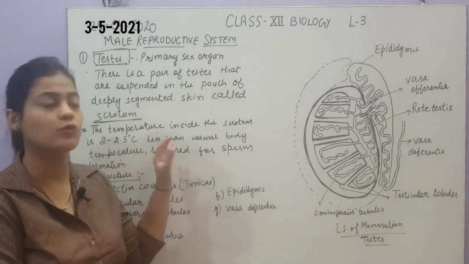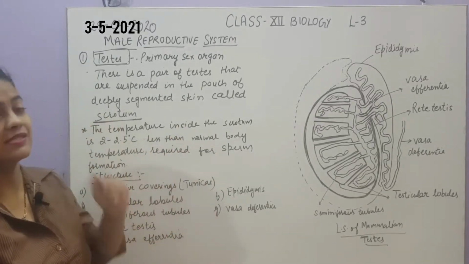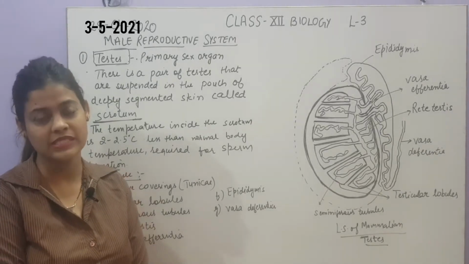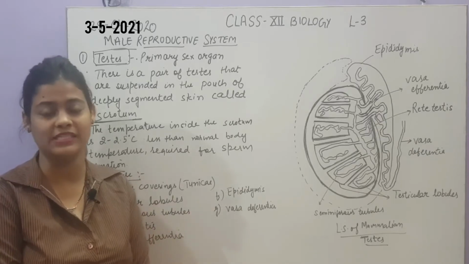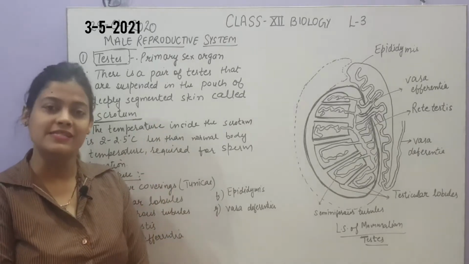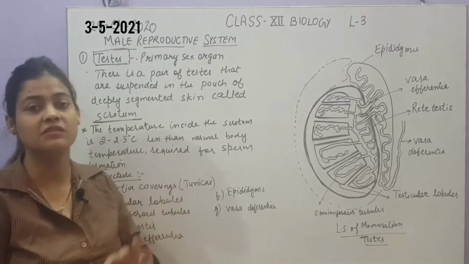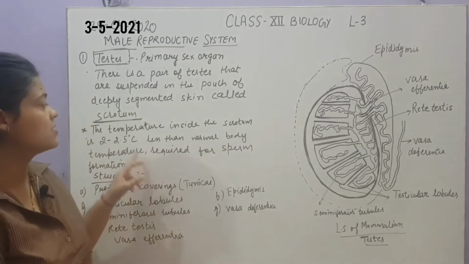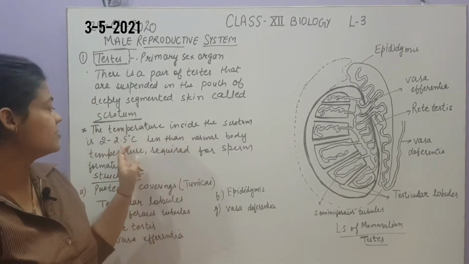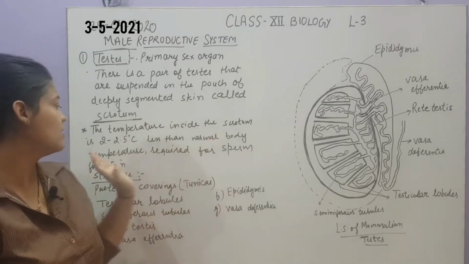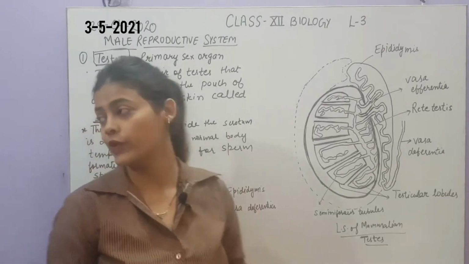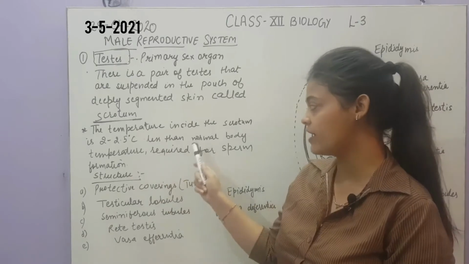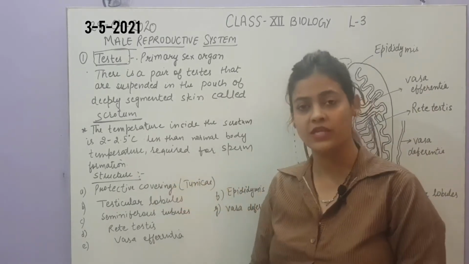बोर्ड में भी, बोर्ड एग्जाम में भी इस पे क्वेश्चन आता है कि why the testes descend into the scrotum. Means when the male embryo development takes place, the testes are present inside the body, but later on at the 7th month of development they descend into the scrotum, because the temperature inside the scrotum is 2 to 2.5 degrees less than normal body temperature.